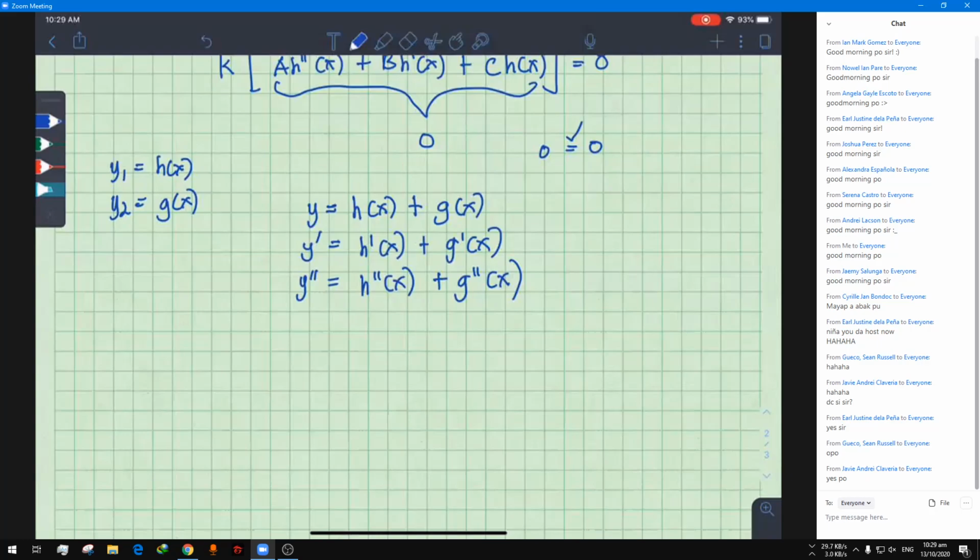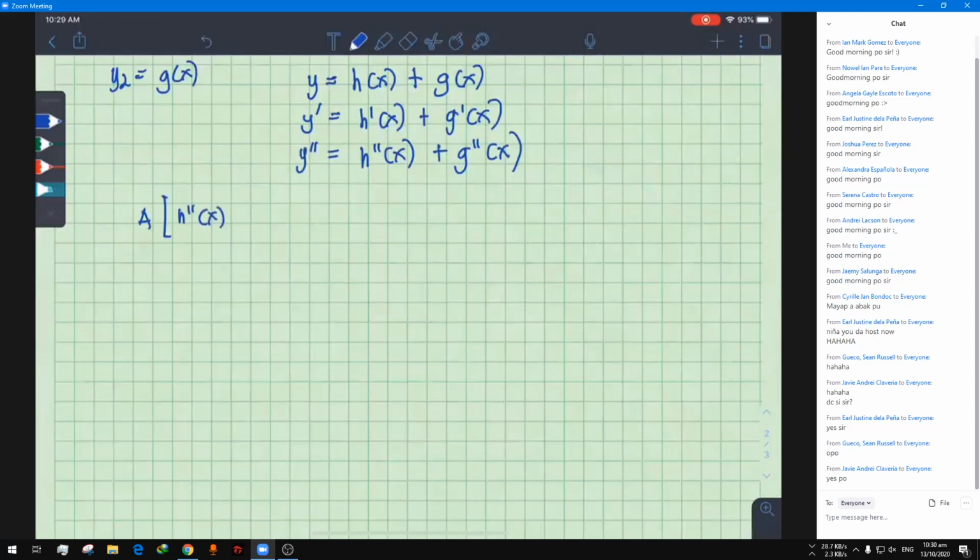Now that we have the second derivative, if we substitute it into the earlier equation, we will have A multiplied with h double prime of x plus g double prime of x, plus B times h prime of x plus g prime of x, and then plus C times h of x plus g of x is equal to 0.